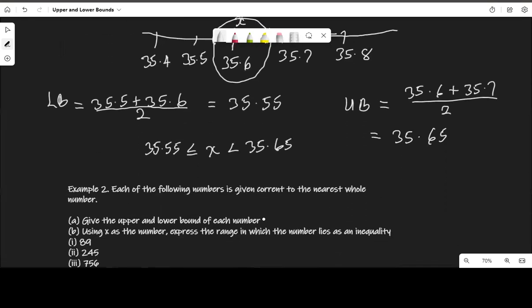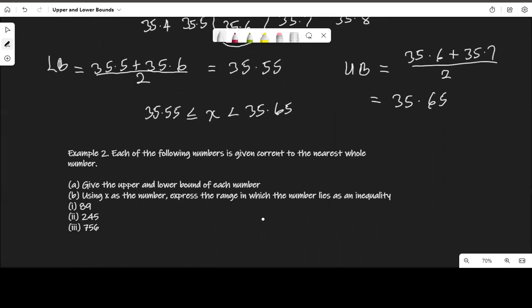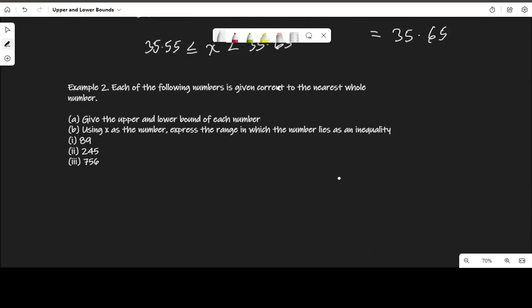Let's move on to example number 2. Example number 2 says, in each of the following, the number is given correct to the nearest whole number. Give the upper and lower bound of each number. Using x as the number, express the range in which the number lies as an inequality.